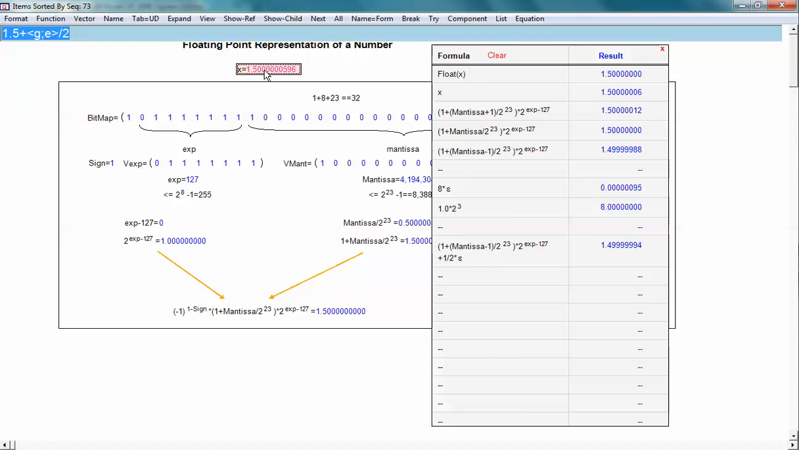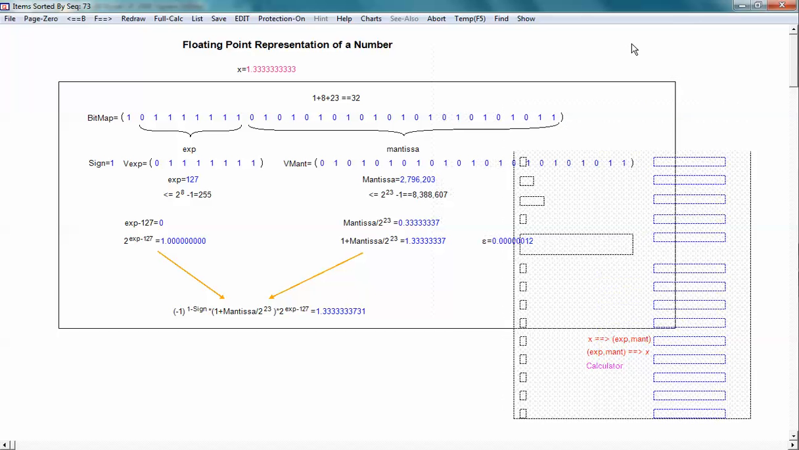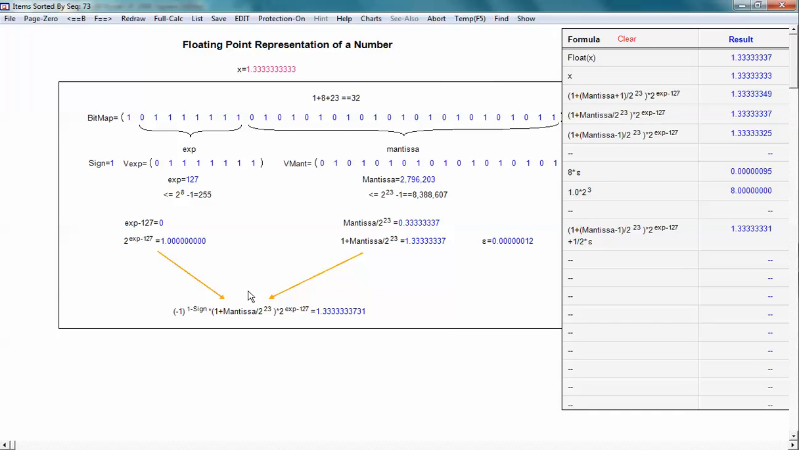So let's go back to 1 plus 1/3. The machine says that as a floating point number is this with the 37 on the end. Our calculation shows that it's the same thing. So that's sort of confirmation that our formula, this formula down here, is exactly what the machine is doing when it converts numbers into floating point numbers.